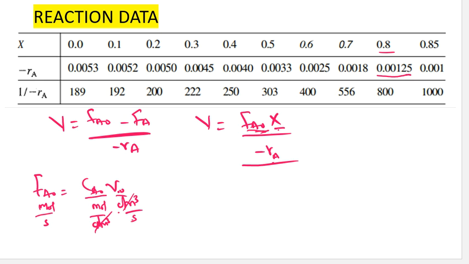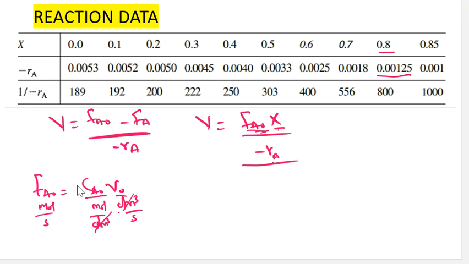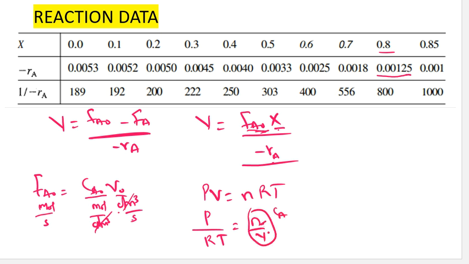So we were given V naught, the volumetric flow rate, which is 6 dm cube per second. But we don't know CA naught. So we have to calculate our CA naught from the gas equation. You remember PV is equal to nRT, so P over RT is equal to N over V. This N over V is CA because it's mole per dm cube. So we are going to use this to calculate our CA naught.